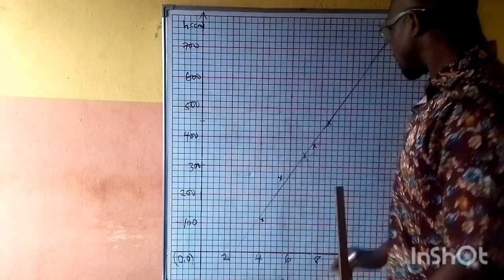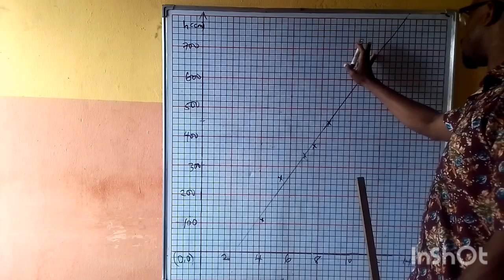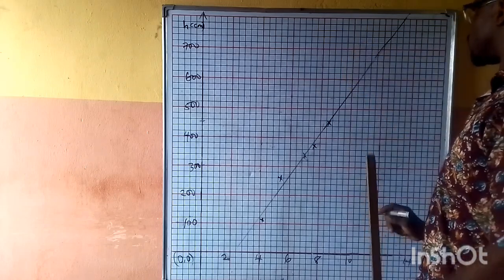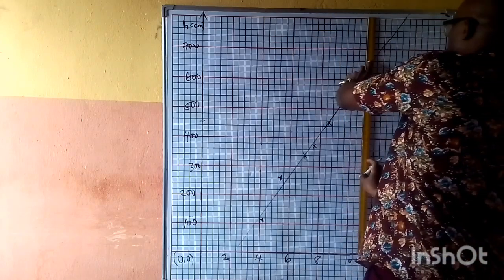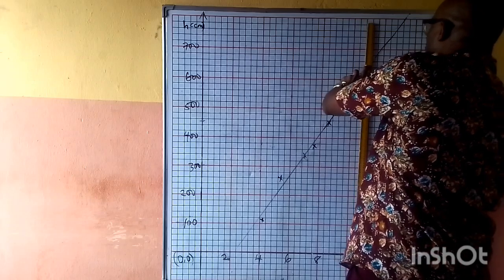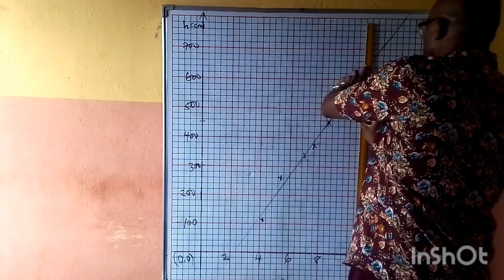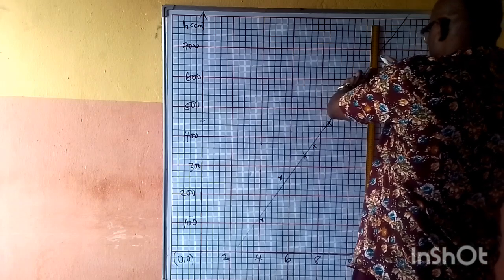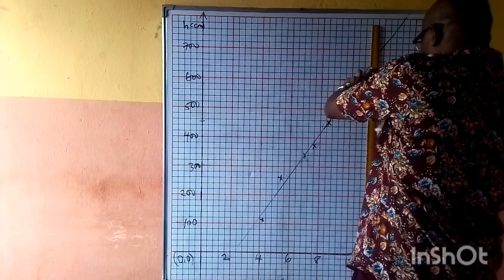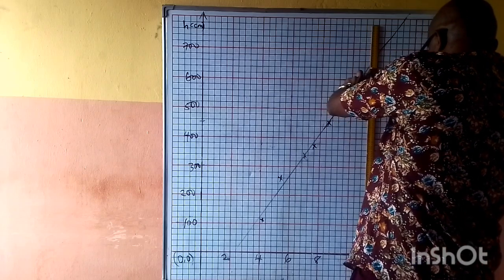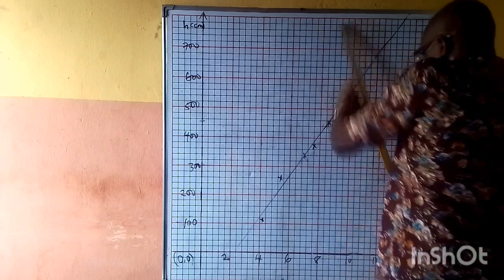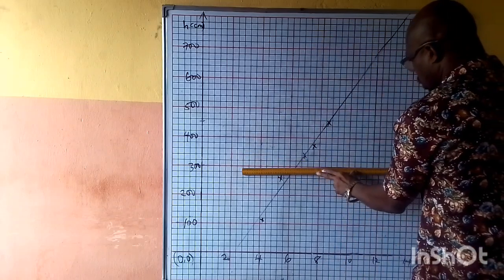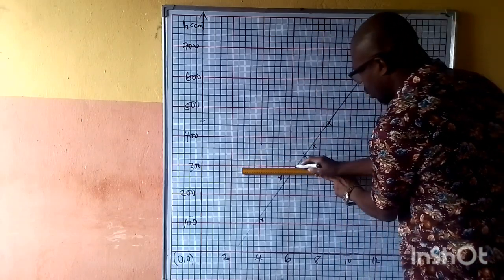Now, the next thing is to draw our slope. We can take our slope from any point. We can take from here. If we take from here, we bring it down, up to this point.